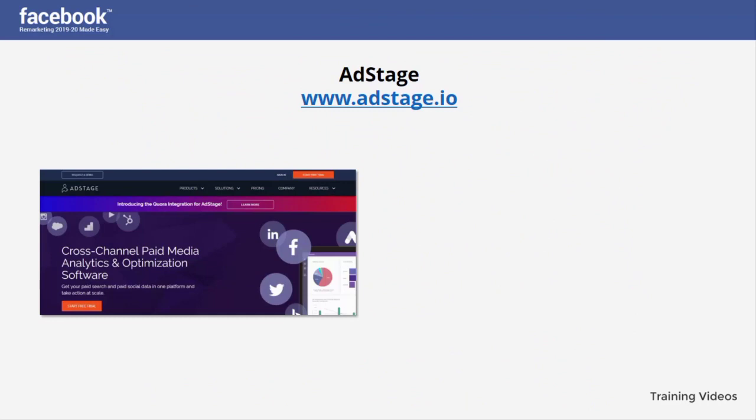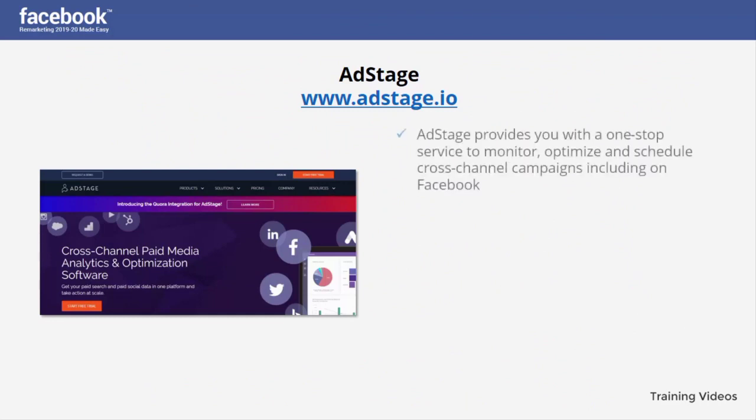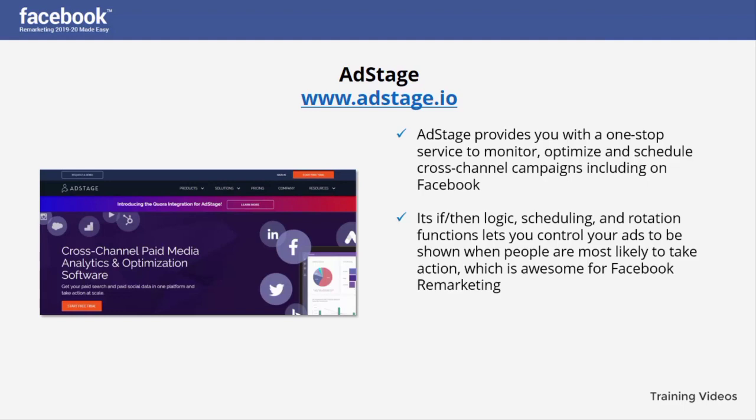AdStage, www.adstage.io. AdStage provides you with a one-stop service to monitor, optimize, and schedule cross-channel campaigns, including on Facebook. Its if-then logic, scheduling, and rotation functions let you control your ads to be shown when people are most likely to take action, which is awesome for Facebook remarketing.